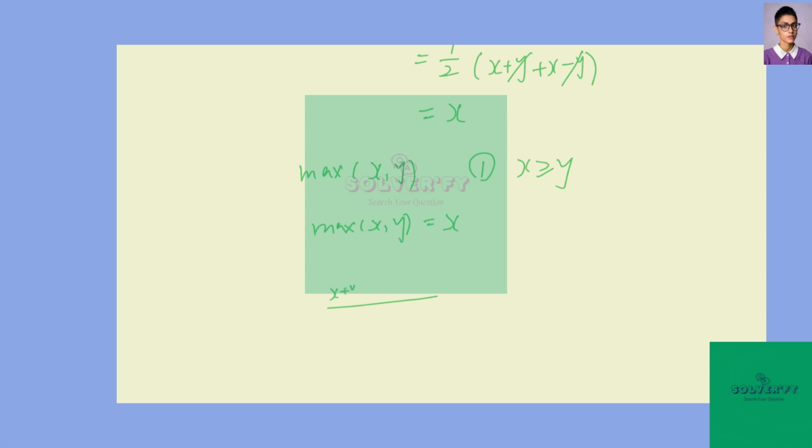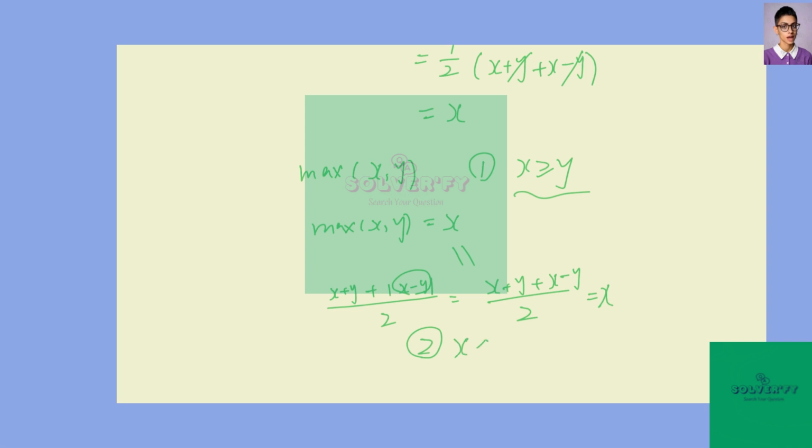x plus y plus the absolute value of x minus y, over 2. Now, as x is greater than y, this term is positive, so we can just delete the absolute value without doing anything. Plus x minus y. This will be x. So the left side is equal to the right side.